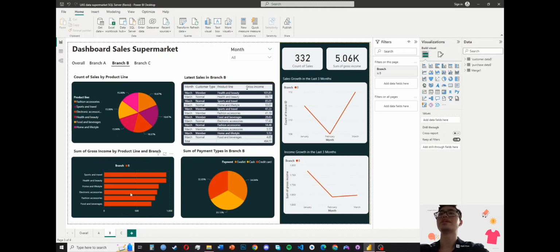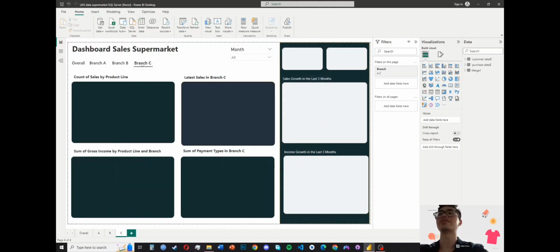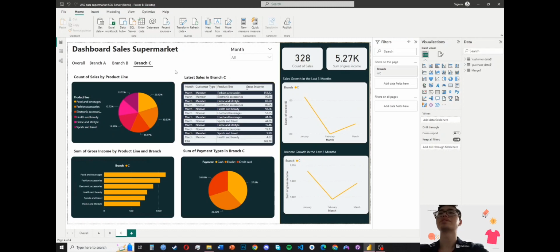And finally, on branch C, the dashboard tells us about the financial state of branch C of the supermarket. The information displayed in the dashboard is also the same as the one in the previous page, but filtered to only show us information about sales that occurred in branch C. Here we can see that food and beverages is the most popular product line in branch C, and we can see the latest sales on branch C here. And the most popular payment type is cash. The branch has made 328 sales and has also made $5.27 thousand of gross income, the lowest of all three branches. Branch C has experienced growth in the third month in sales and income.